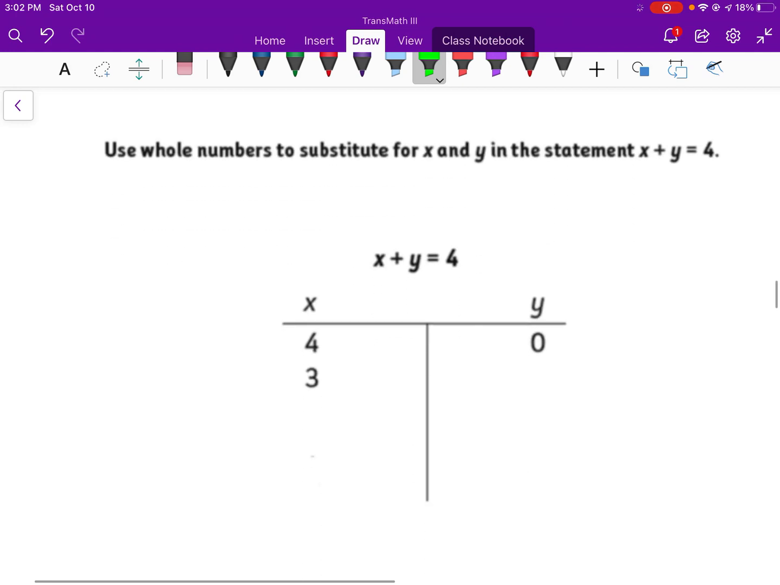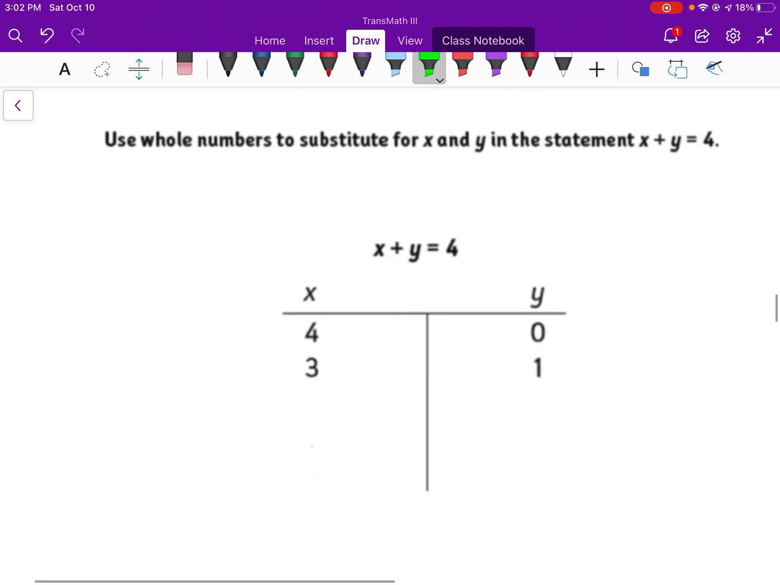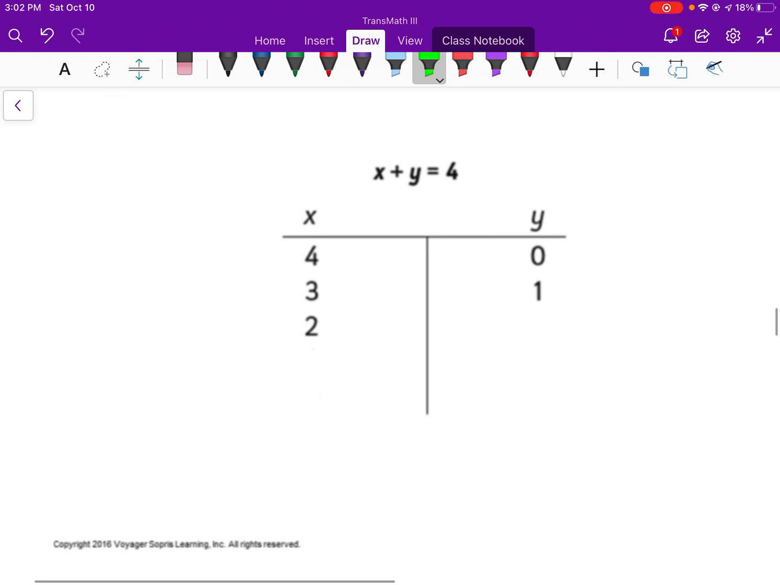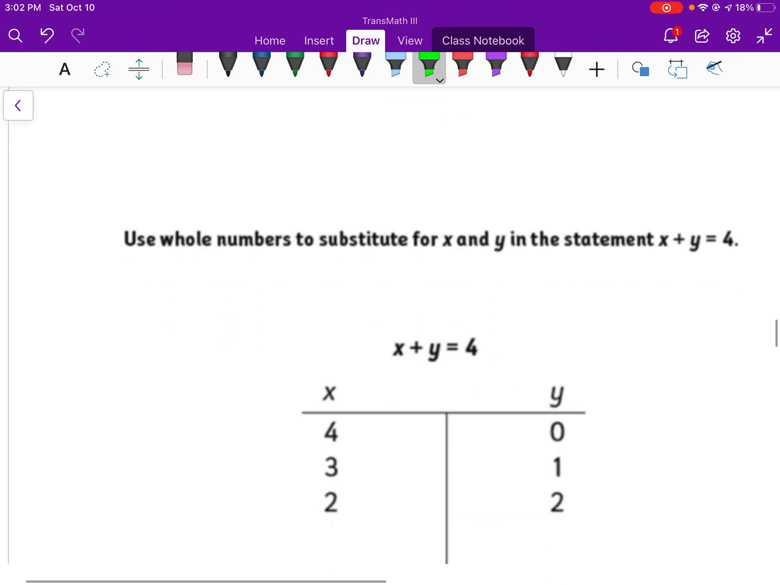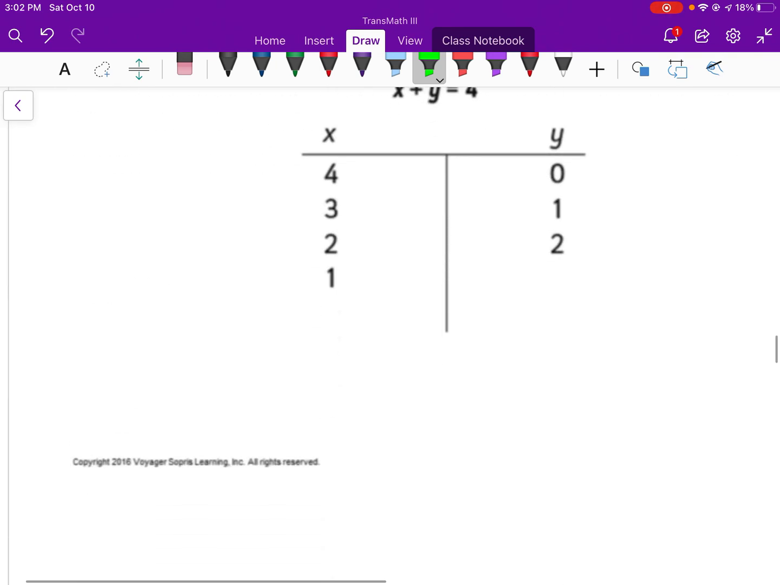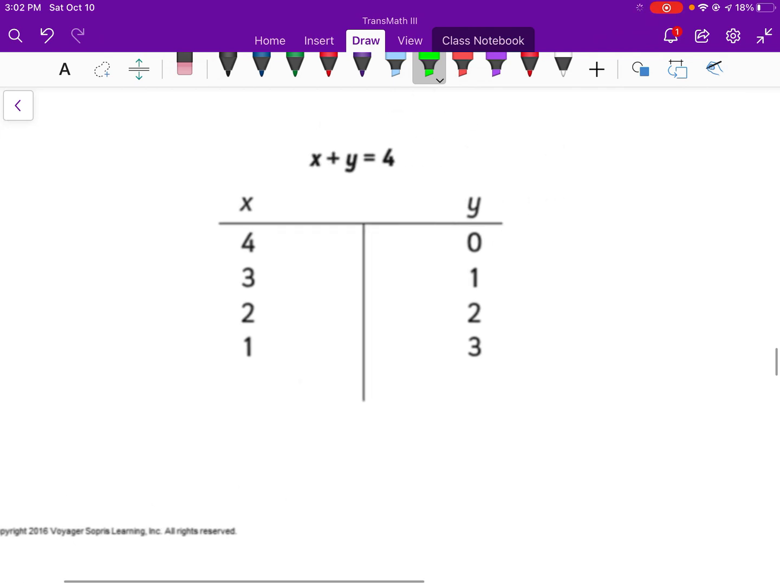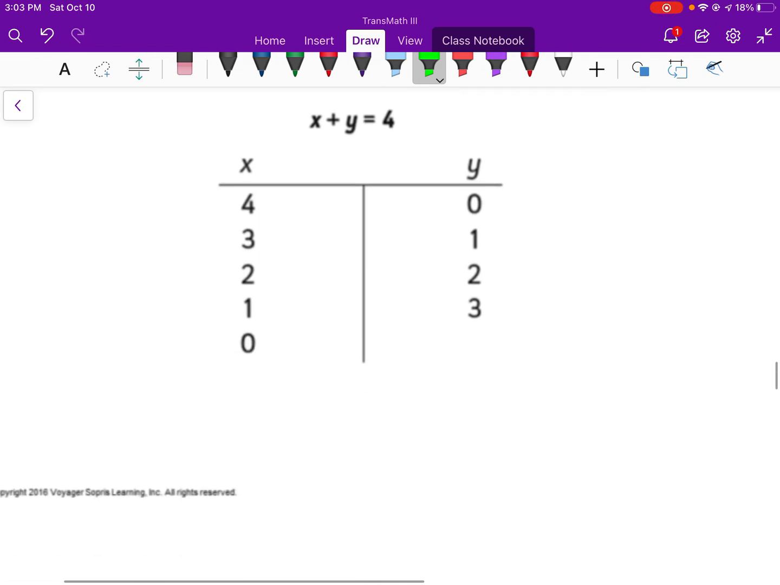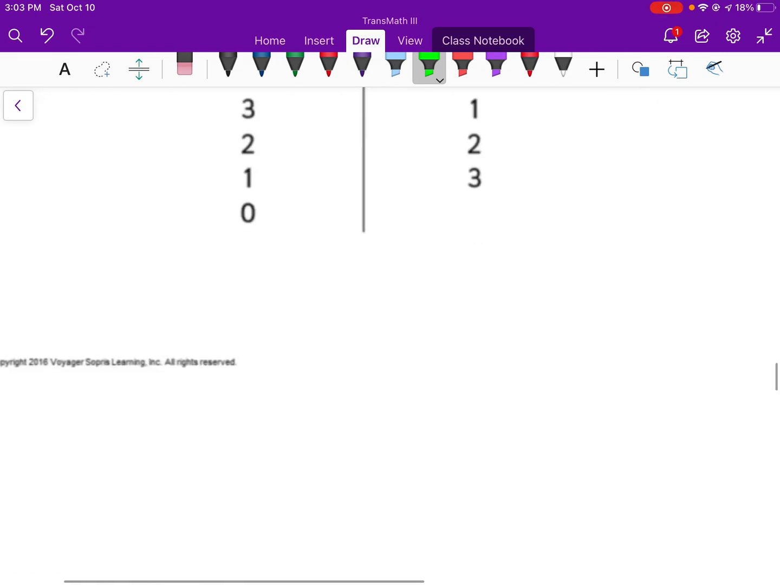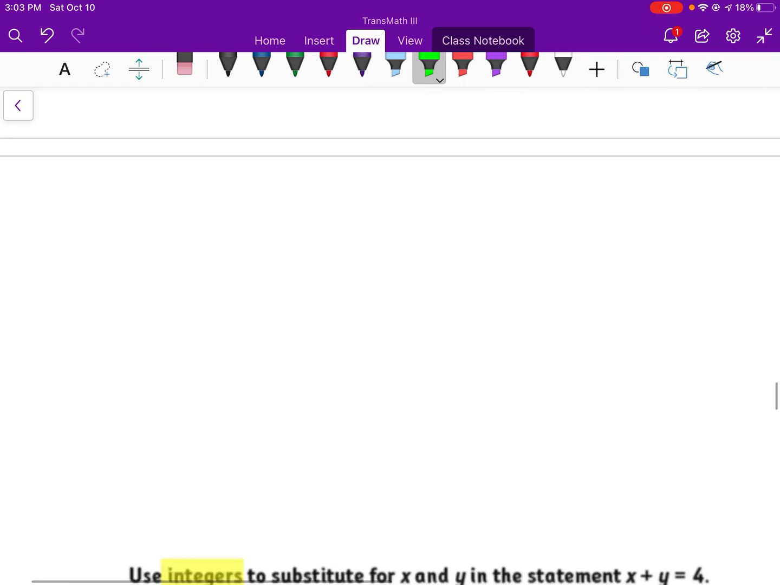Okay, so then picking another x value, 3. Again, 3 plus what is 4? So 3 plus 1 is 4. And then if we were to pick 2, 2 plus what is 4? 2 plus 2 is 4. Okay, 1 plus 3 is 4. So again, when you take the sum of those values, it should equal 4, because the left one is representing x, the right one is representing y. So we can go again. 0, like we said, 0 is a whole number. 0 plus what is 4? 0 plus 4 is 4.